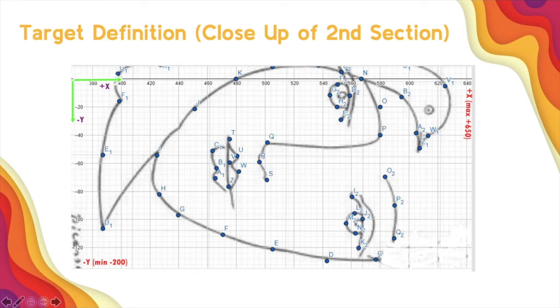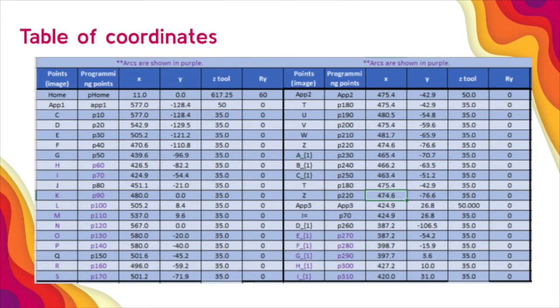As you can see in the image, every point is named with a letter. Later on, in the table of coordinates, we will number each point to make it easier to program. In this slide, we have the table of coordinates. In the first column, we have the points that are shown in the image, like C, D, E, F, G. The second column, called Programming Points, shows an equivalence for the points mentioned earlier. For example, point C will be equal to point P10 in the Robot Studio program.